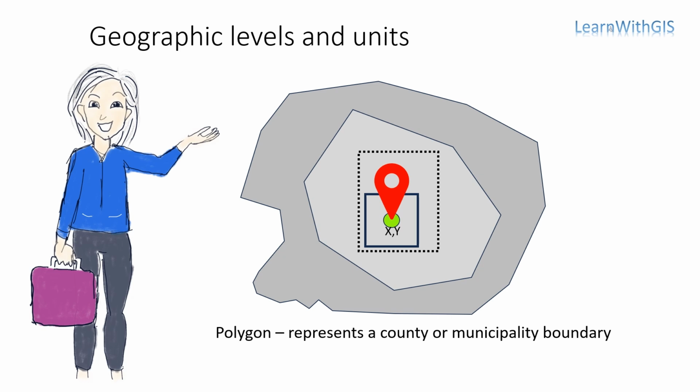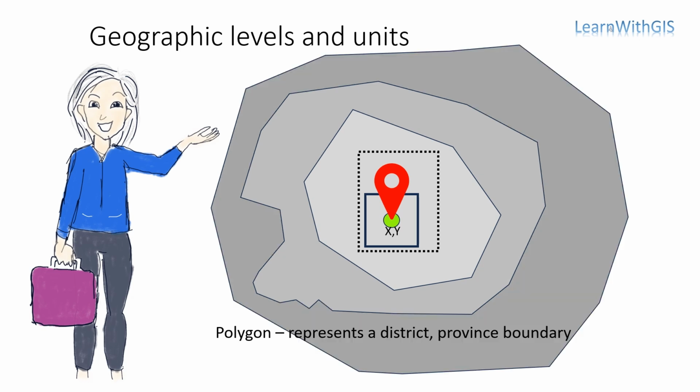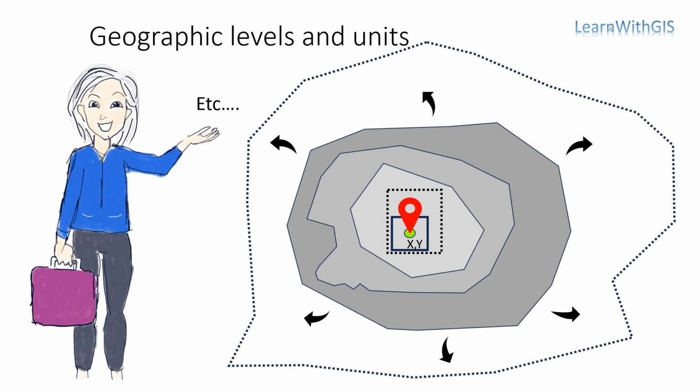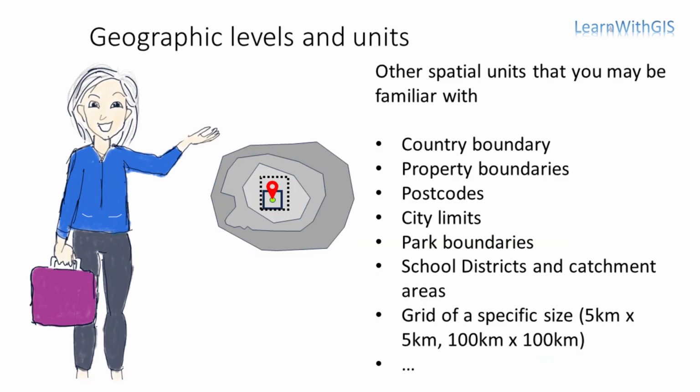This is situated in a county or municipality, as shown by the darker gray area, and is within a particular district or province, and so on. I think you get the picture on how these different boundaries can change to represent areas and geographic units. There are many different spatial units that can be used to represent information for an area. We have listed a number of different boundaries and conceptualizations of space that you may have encountered. This is by no means a definitive list, as different users may create their own boundaries and units.